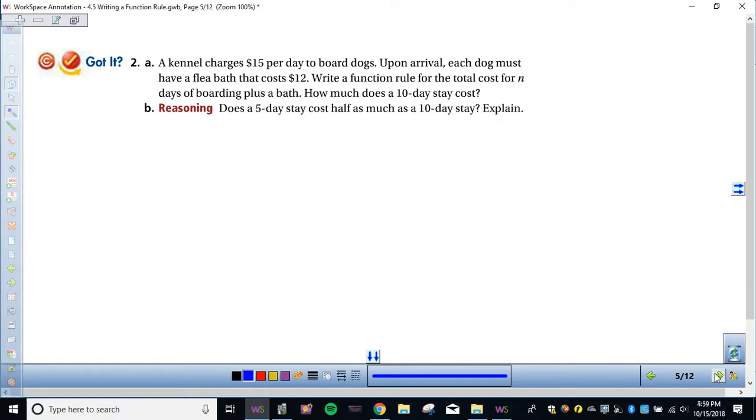Okay, so we have a similar example here. A kennel charges $15 per day. Again, we saw that per or each. That means you're going to have a variable. We could use D for day. So we want to know the total cost, N.